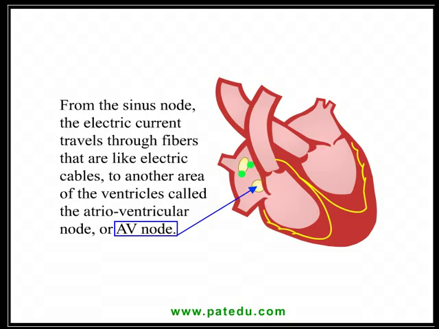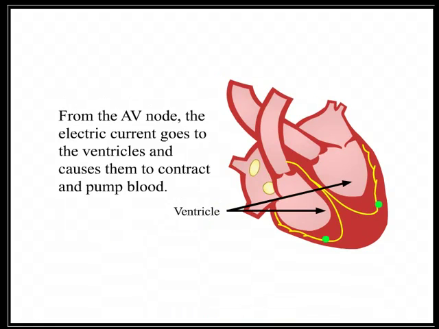From the sinus node, the electric current travels through fibers that are like electric cables to another area of the ventricles called the atrioventricular node, or AV node. From the AV node, the electric current goes to the ventricles and causes them to contract and pump blood.